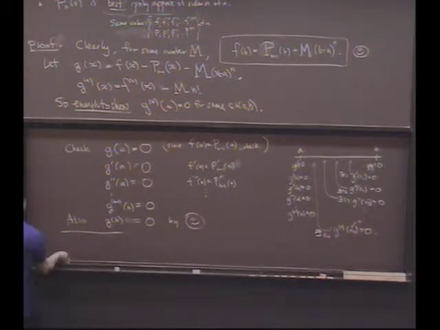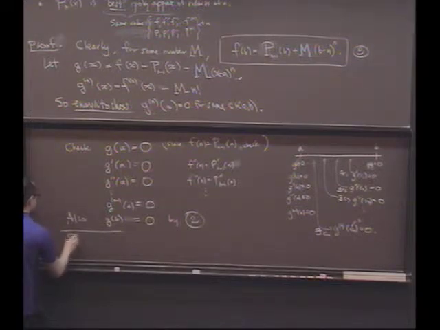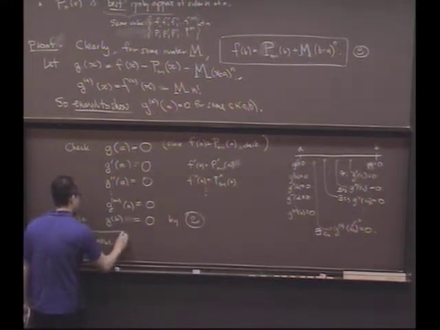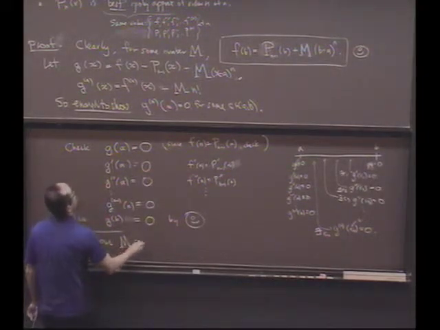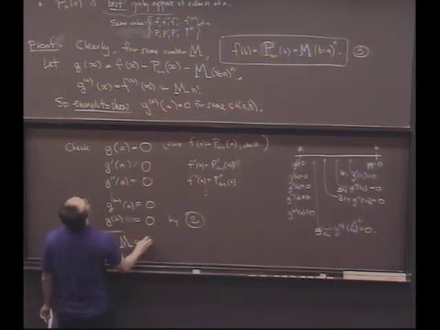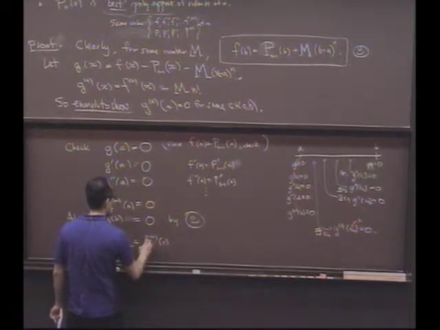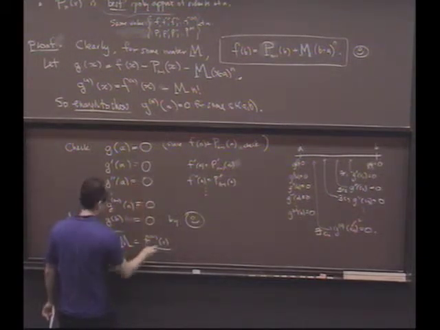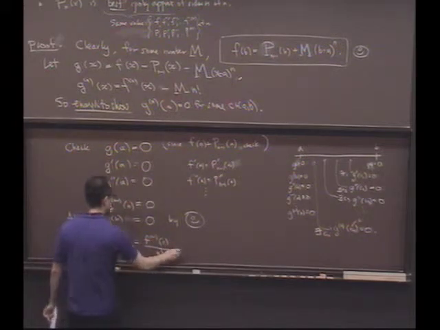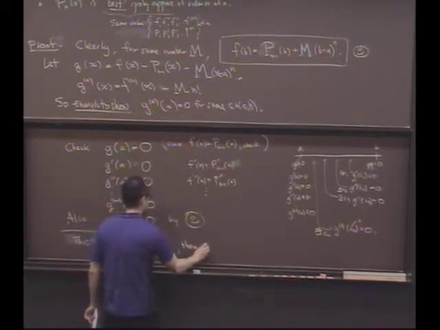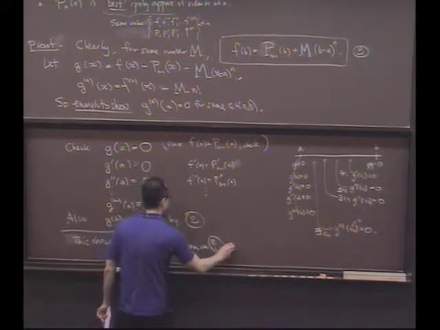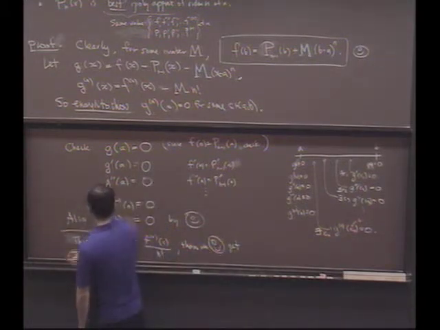So let me just make sure I get this in here. So this shows m is, in fact, Fn of c over n factorial. Then in Smiley, we get the result.